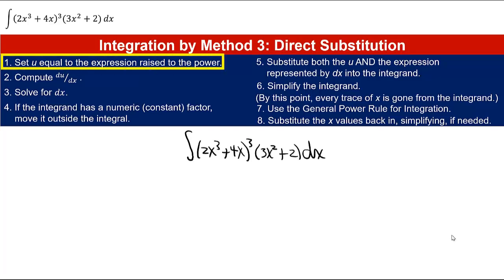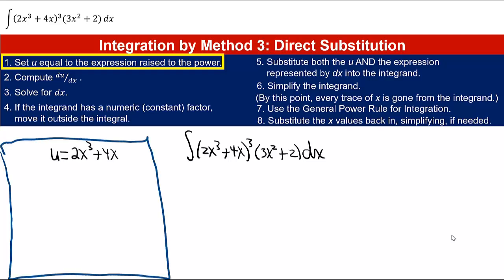Step 1 is to set u equal to the expression raised to the power. So here we want to let u be equal to the expression 2x cubed plus 4x. And as I've said, if you're debating about what u should be, it's probably going to be the expression with the highest power of x. You've got this expression to the third power, which I chose. The alternative would be the 3x squared plus 2 with the power of 2. And since 3 is one higher than 2, you probably want to choose u to be the 2x cubed plus 4x.